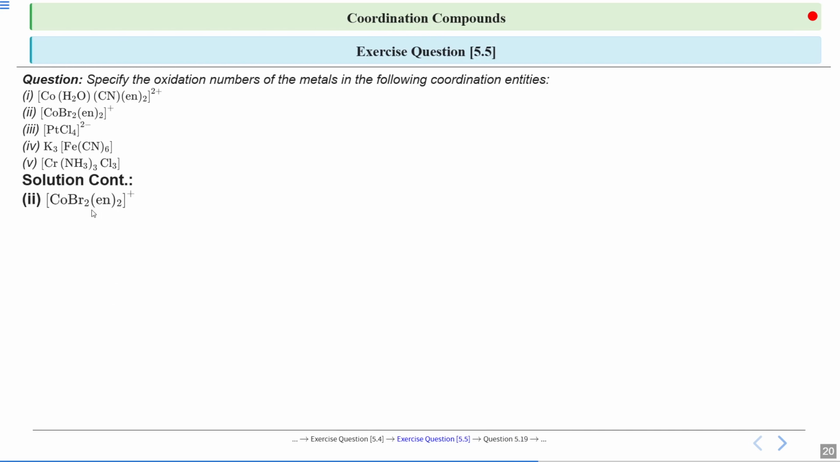For the second entity, [Co(Br)2(en)2]+, we follow the same process for cobalt. Let's say the oxidation number is X. So X plus 2 times -1, because there are two bromine and bromine has negative charge, plus en charge is 0, so 2 times 0, equals the overall charge, that is +1. Solve for X: X minus 2 equals +1. The -2 goes to the right hand side, so X becomes +3. So here also the oxidation number of cobalt is +3.